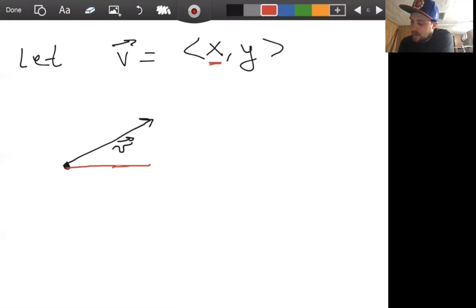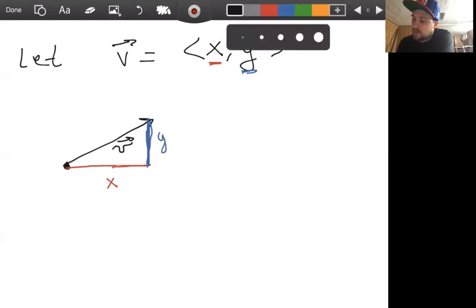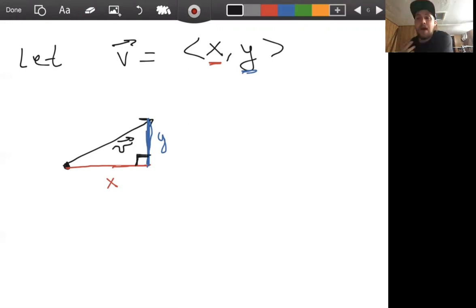That's what the x component of a vector means. And what does this y mean? It means the height of this vector. Or if you were to project this vector onto the vertical axis, this length here is y. And this makes up a right triangle, right? And the magnitude of a vector should be the length of a vector.